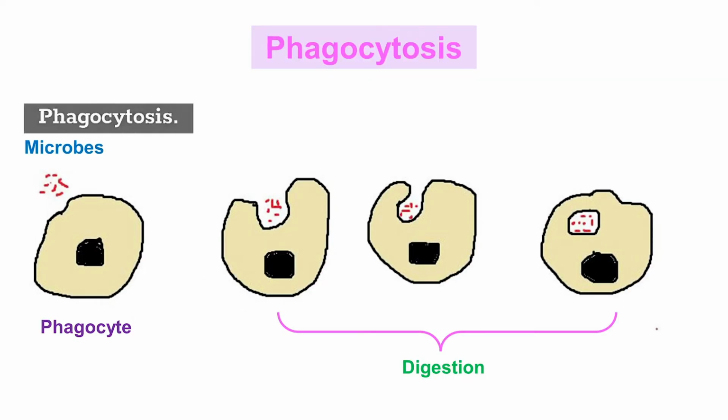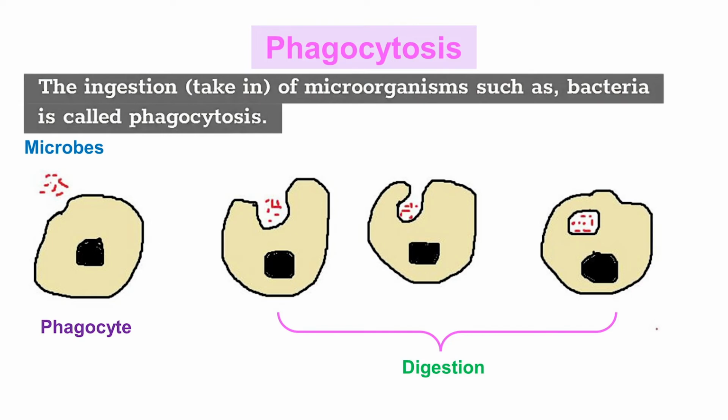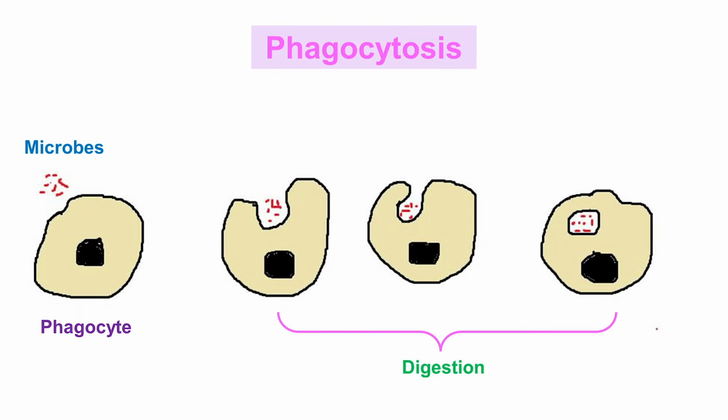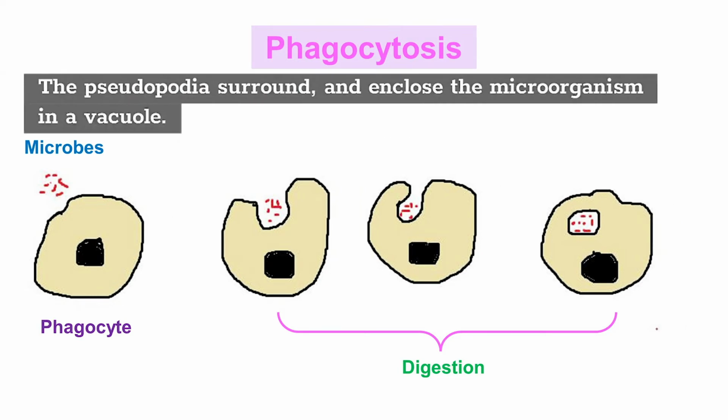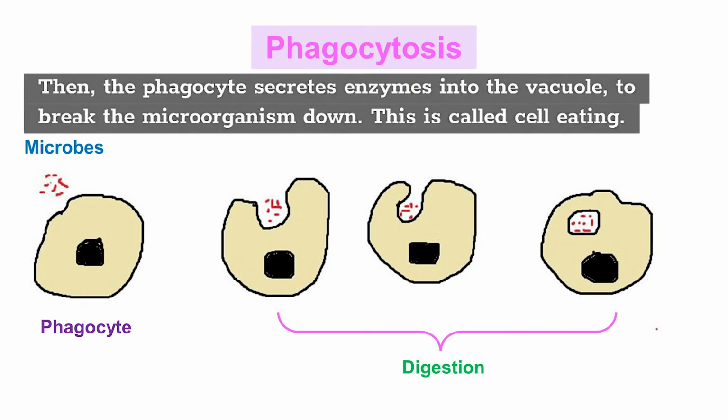Phagocytosis: the ingestion, take-in, of microorganisms such as bacteria is called phagocytosis. They can change their shape and produce extensions of their cytoplasm, called pseudopodia. The pseudopodia surround and enclose the microorganism in a vacuole. Then, the phagocyte secretes enzymes into the vacuole to break the microorganism down. This is called cell eating.